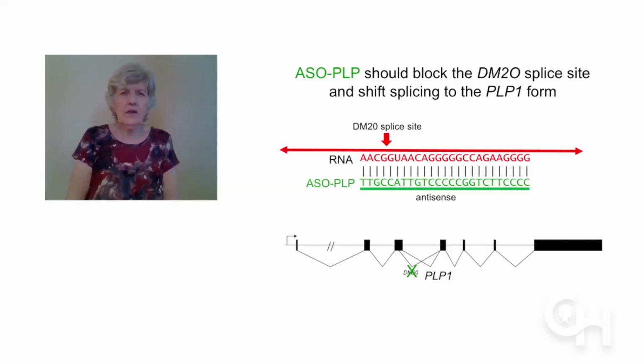Here we see an antisense oligo, or ASO, binding the RNA at the DM20 splice site. We call the specific antisense oligo that we designed ASO-PLP. ASOs can be made of RNA, but RNA is not very stable, so we used a type of synthetic oligo called a morpholino oligo that was designed to be more stable than RNA and hang around in the cells longer. Morpholino oligos are similar in structure to RNAs.